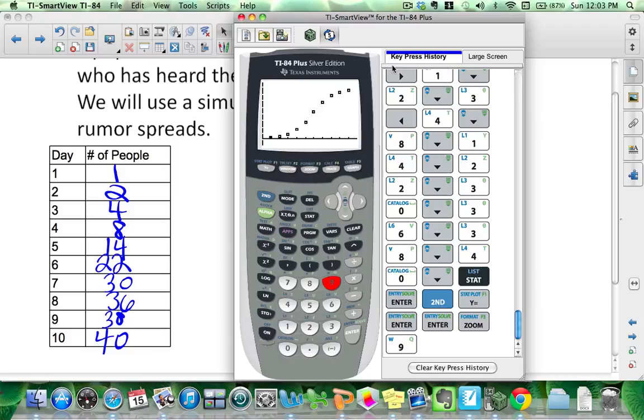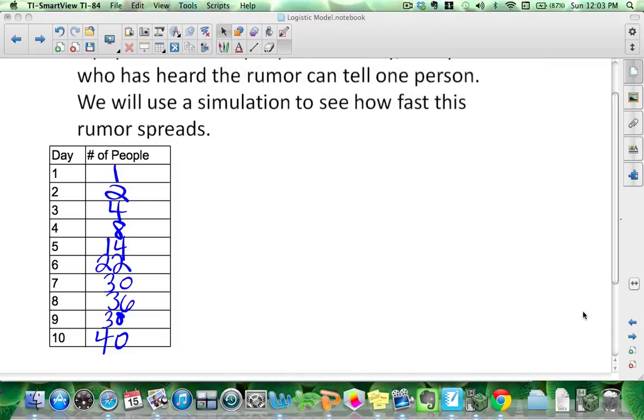Okay, so probably in the beginning, when you were talking about a rumor spreading, you were thinking about exponential growth. But we have a limit to what this can approach. This cannot go above 40. More than 40 people cannot know this rumor because there are only 40 people available. Okay?